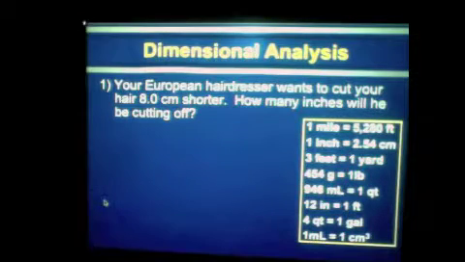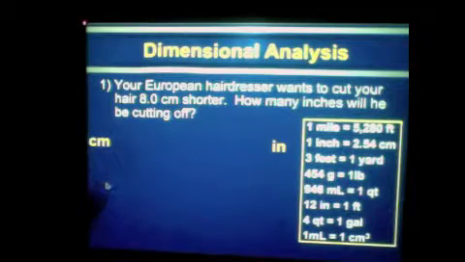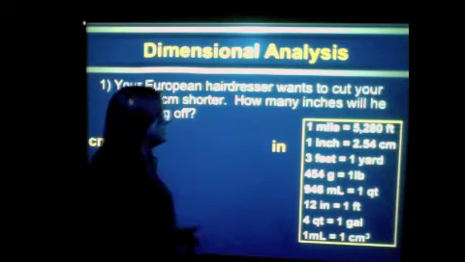Your European hairdresser wants to cut your hair 8.0 centimeters shorter. How many inches will he be cutting off? So a lot of people can't visualize centimeters, but you can visualize inches because that's what we're used to in the United States. So what you need to do is take the 8.0 centimeters and convert it to inches. So we figured out our starting and our ending point. We're starting with centimeters. We're trying to get to inches.